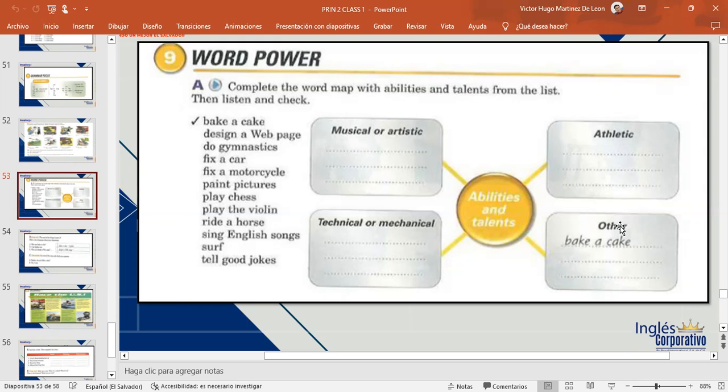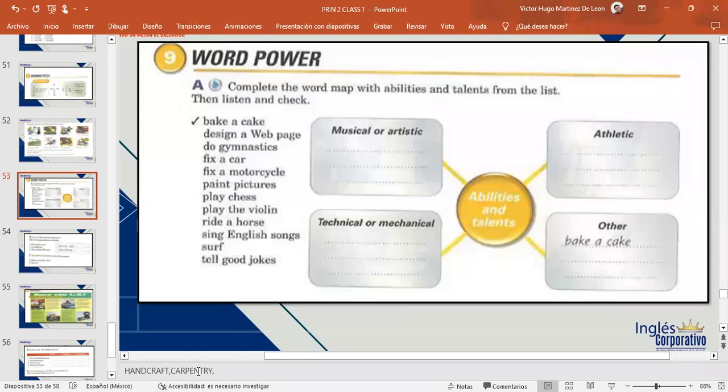Ok, continuemos con other. Dijimos bake a cake, carpentry, play chess, and no more. En carpentry también, another ability. En other, what do you think? Craft? Manualidades. No, handcraft. Aquí lo vamos a escribir ahorita. Handcraft. Ya son manualidades. Handcraft. Ya carpentry.